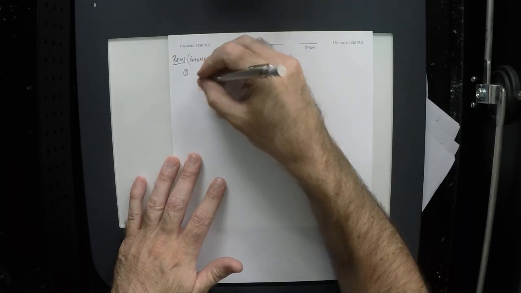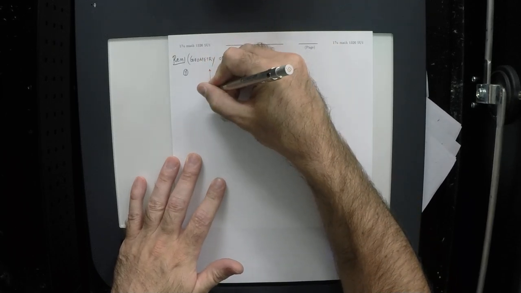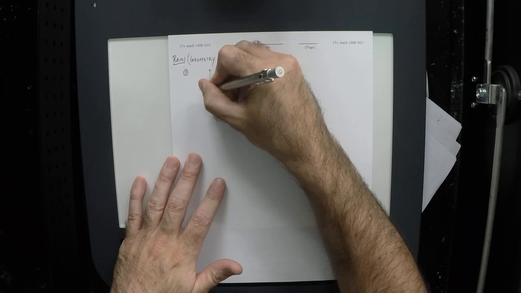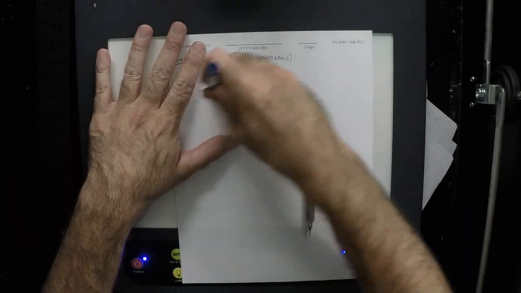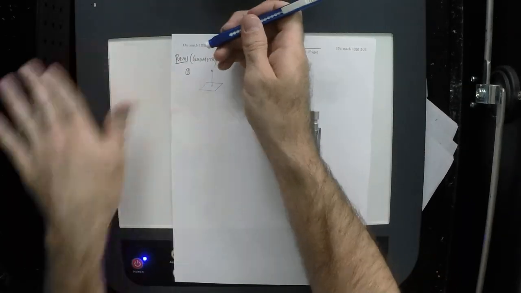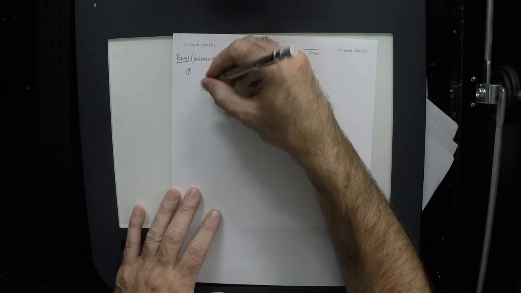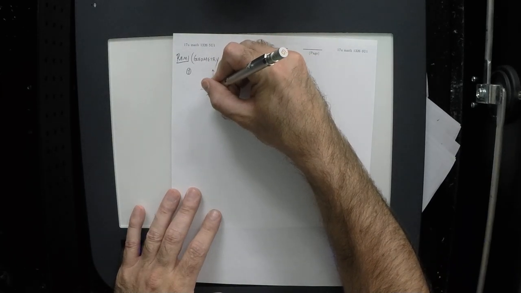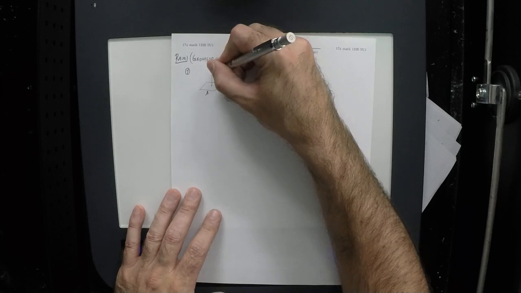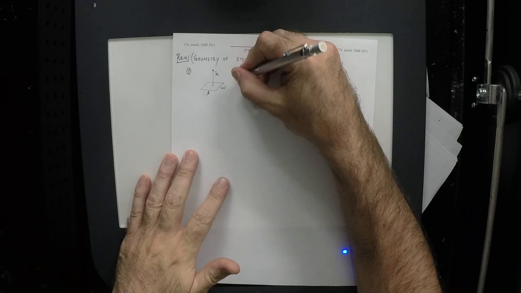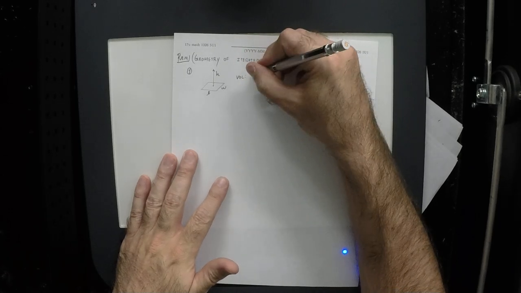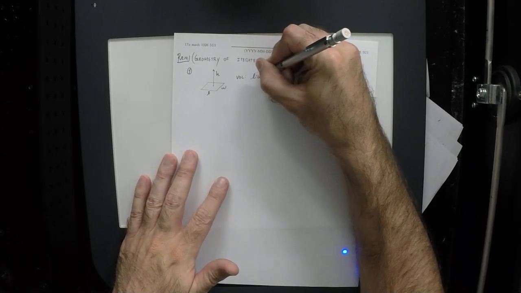and if this is, say, X, no, we don't want to make that one X. We'll call this one length, and this one width, and this one height. Then what is the volume of the swept out shape? This has volume length times width times height.